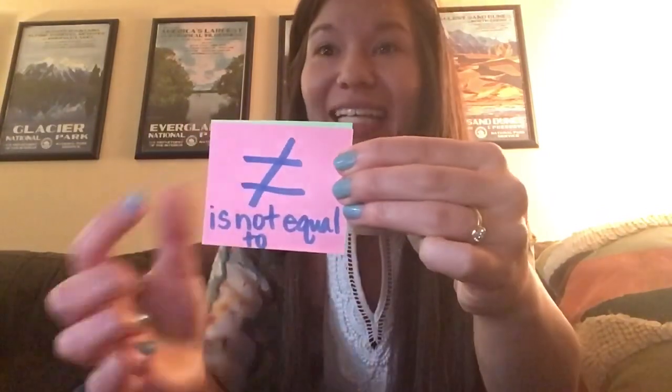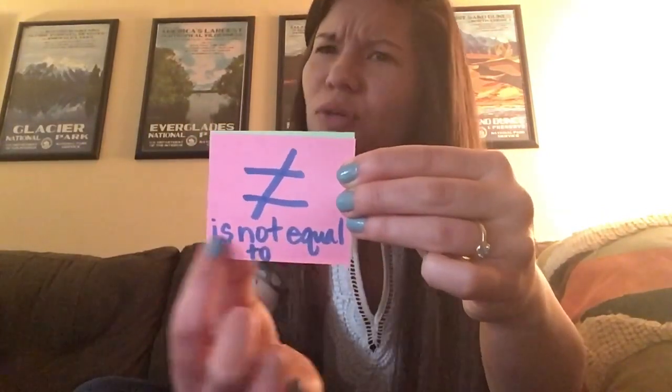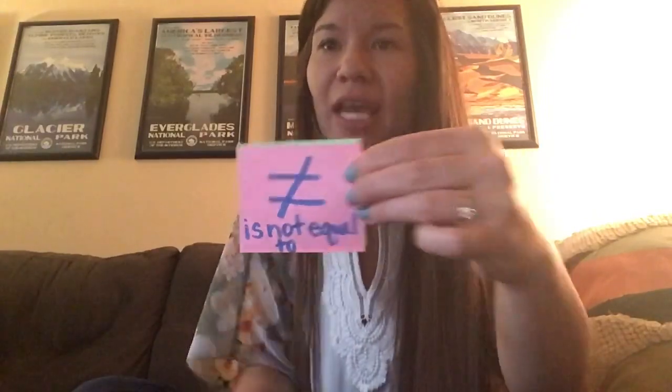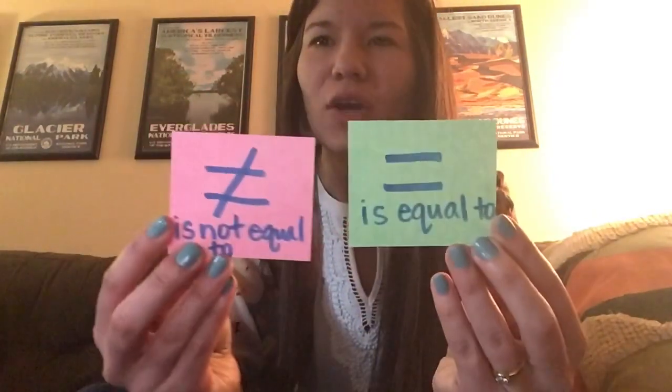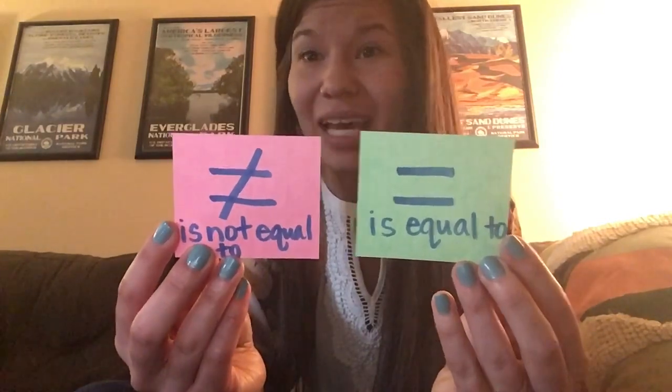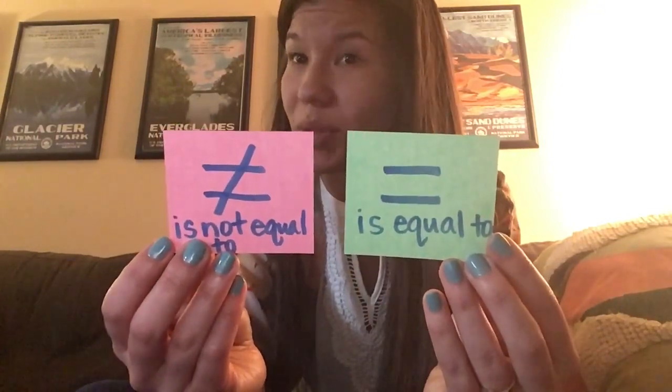You also need a card that's the opposite, that's not equal to. This says is not equal to. Again, you could write these words like I did, or you could just write the symbol, but you do need a card that says is not equal to. So I'll hold these right here for a second. Go ahead, you might need to gather some materials or pause the video and make these, but you do need these two new cards before we play the game.